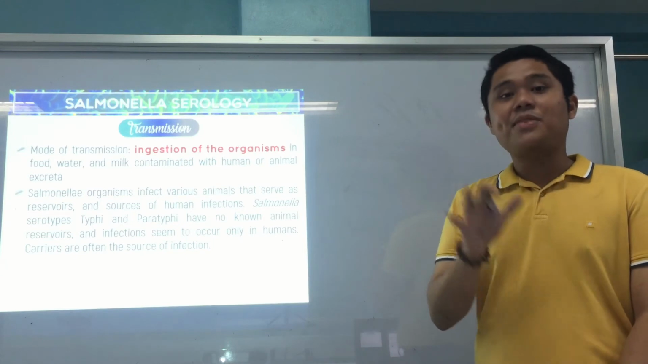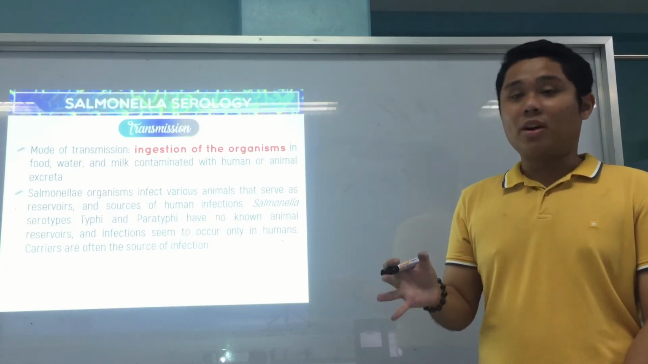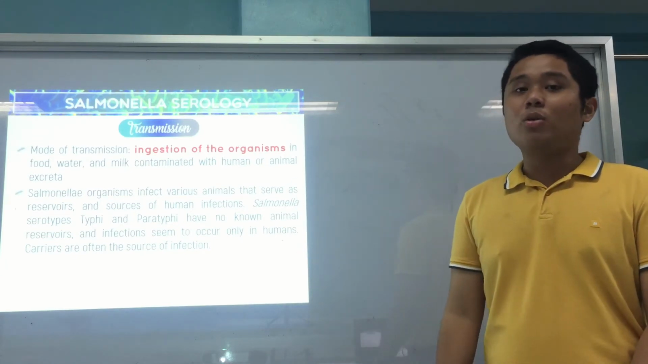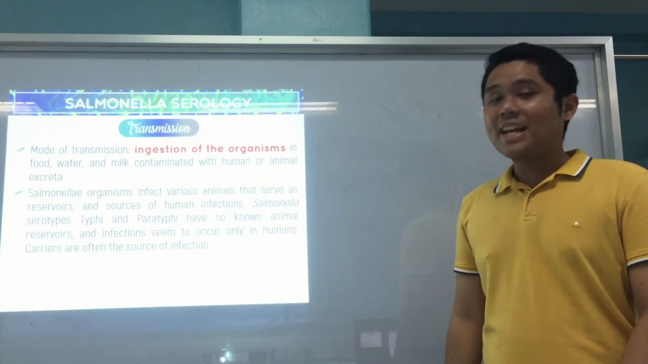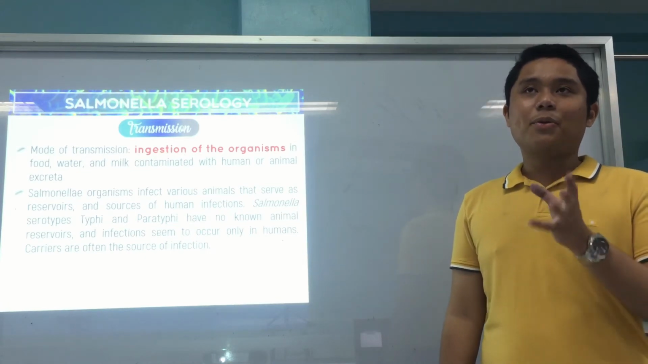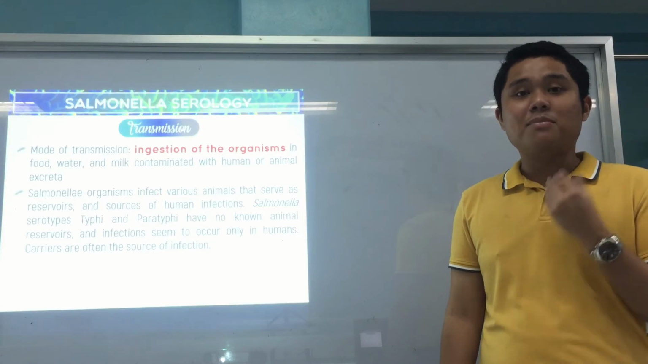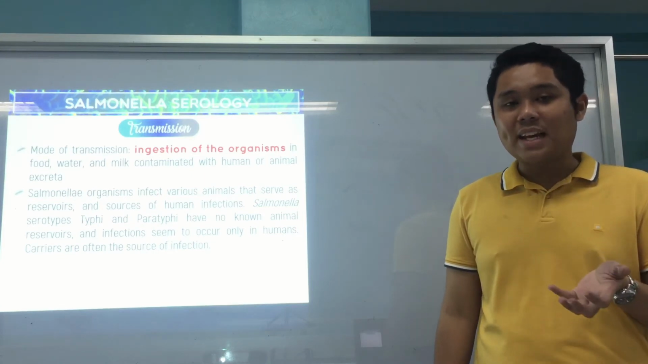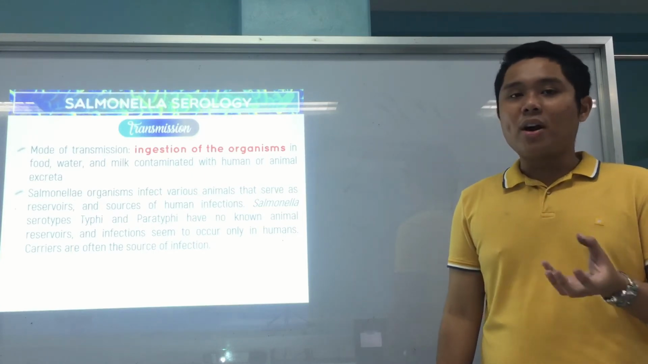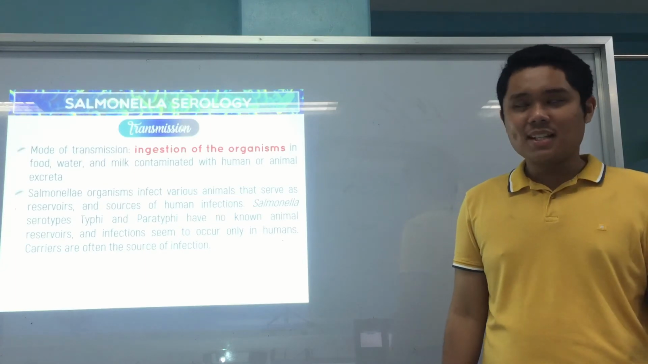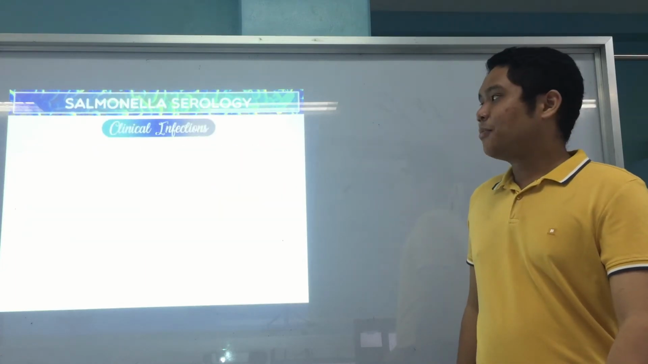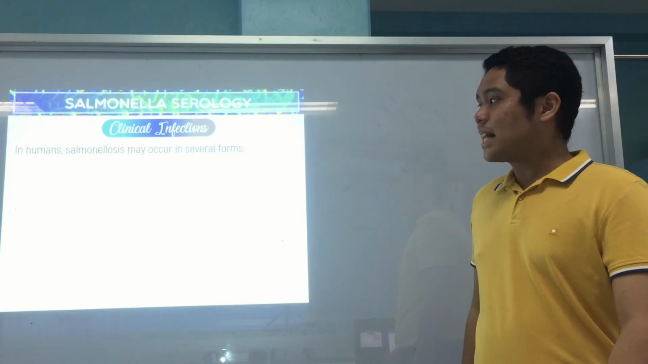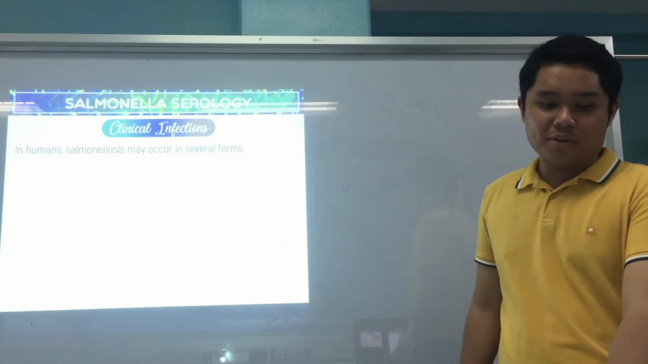Salmonella serotypes typhi and paratyphi, no known animal reservoir, and infections can occur only in humans. So carriers are often the source of infection. So ang Salmonella typhi and paratyphi, it's usually from human origin yun. So if nagka-Salmonella typhi ka or paratyphi, then likely nakuha mo na siya from a human carrier. So for clinical infections in humans, salmonellosis may occur in several forms.